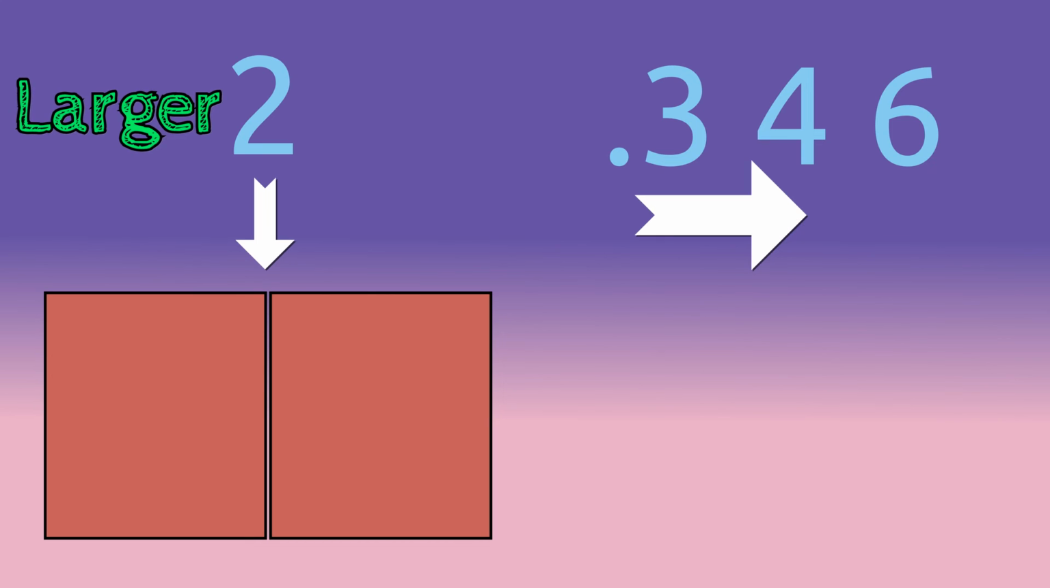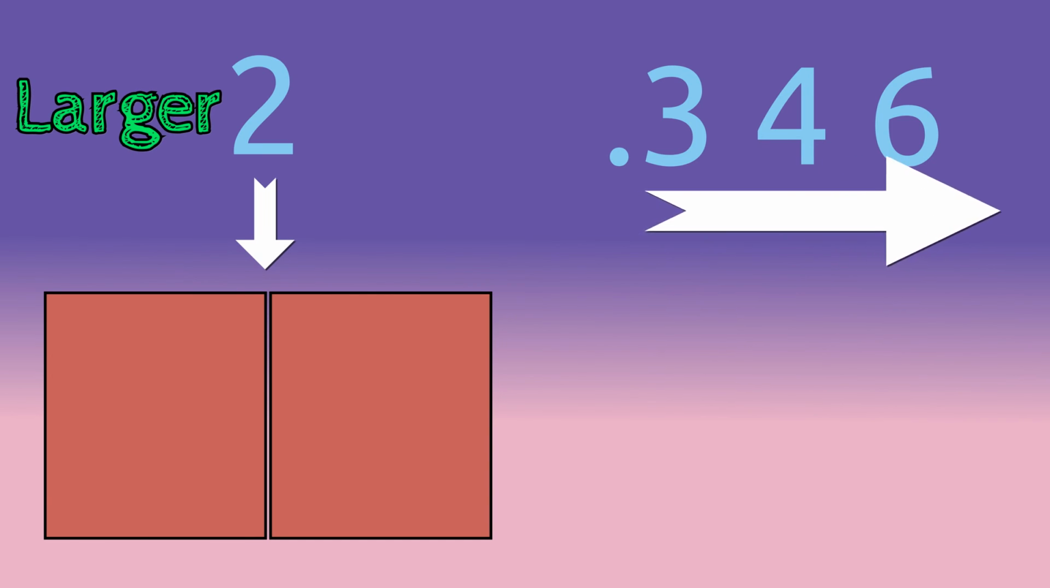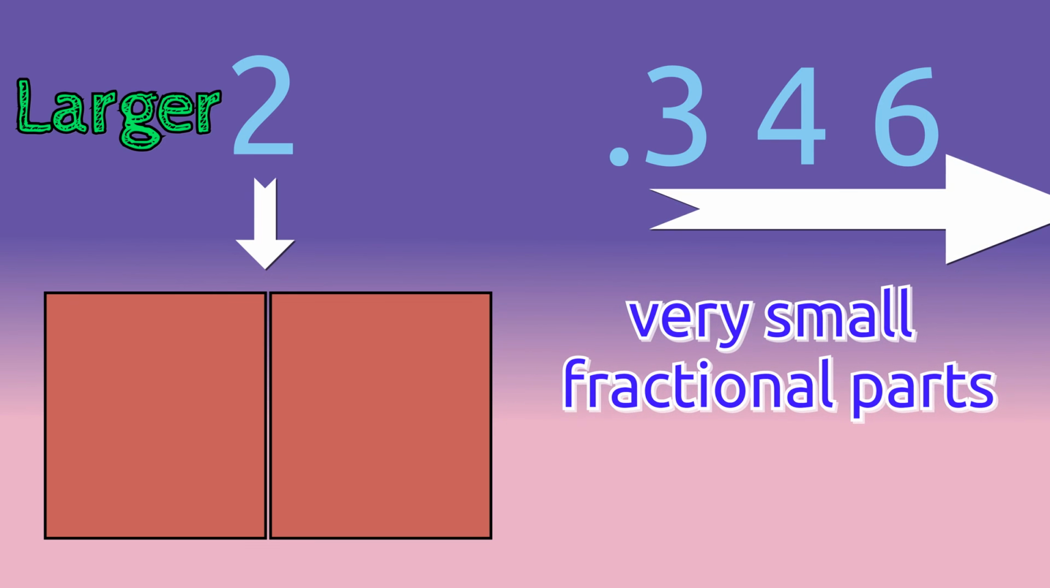We could add an infinite amount of digits to the right of the decimal, and 2 wholes would always be a larger quantity because all the fractional parts of the digits to the right of the decimal would become insignificantly smaller and would never add up to a whole.